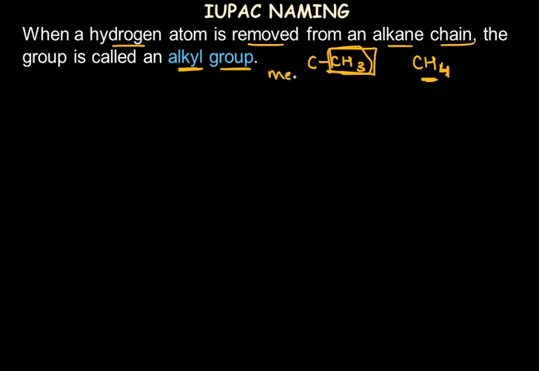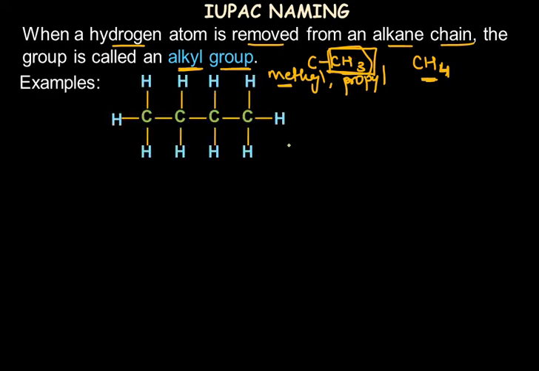Example: methyl, ethyl, propyl, such groups. So the name indicates how many carbon atoms are present in the alkyl group, and one hydrogen atom is less in it because it is present as a substituent group. So let's start naming with the simplest example.